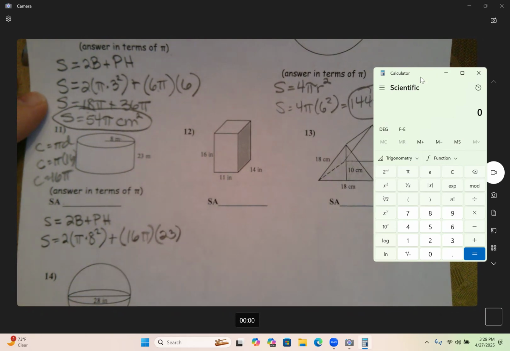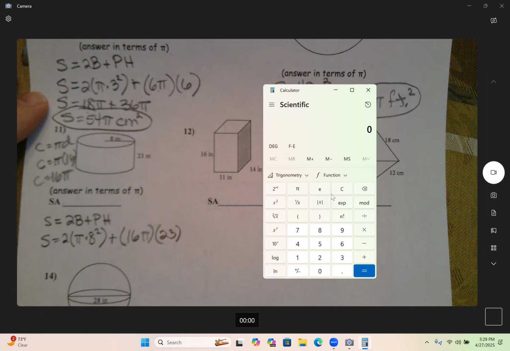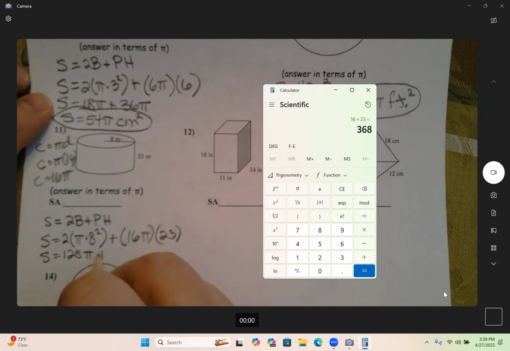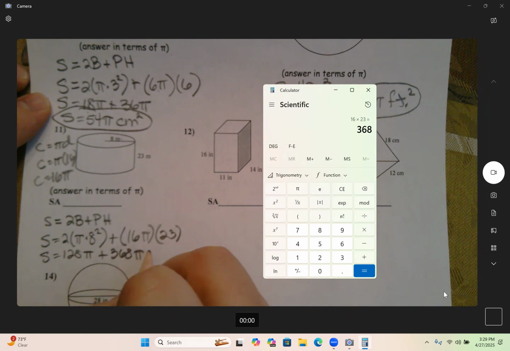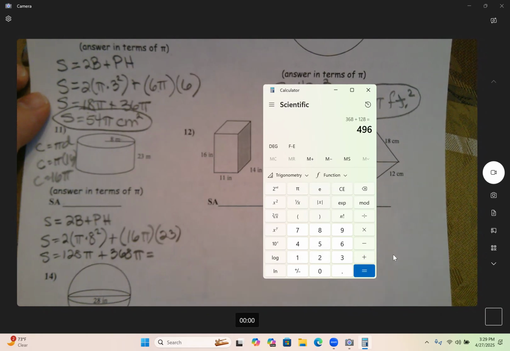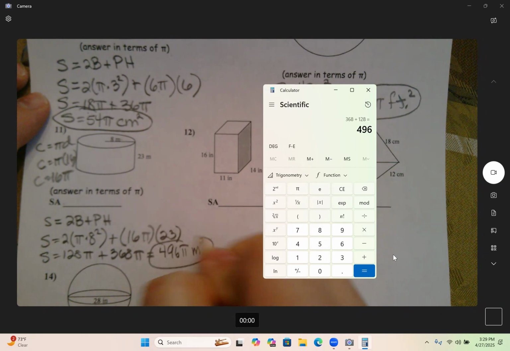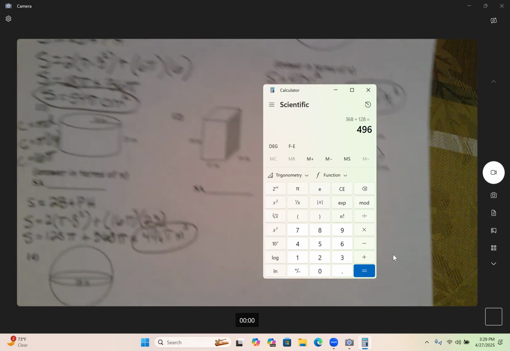All right, so I know 8 squared is 64. So 64 times 2 is 128 pi. Okay, then I got to do 16 times 23. That's 368 pi. And again, we have like terms, so I can add them together. 368 plus 128 is 496 pi, and this is in meters squared. All right, continuing on.